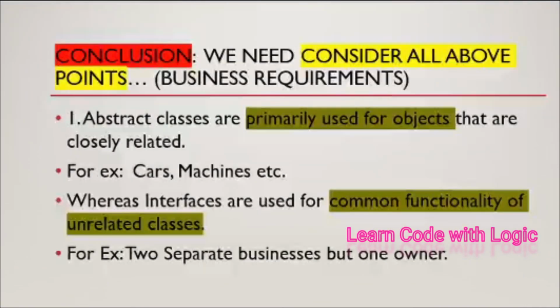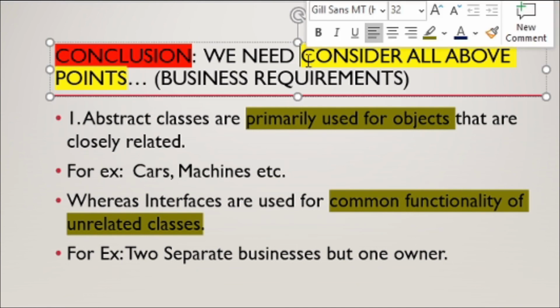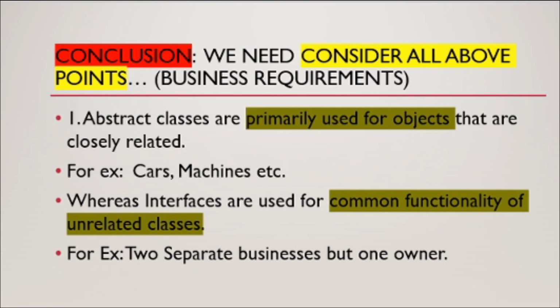So our next question is when to use abstract classes or when to use interfaces. This absolutely depends on the requirement, and you need to consider all the other points we discussed so far, differences, similarities, and whether our business requirement matches that or not. But in addition to that, abstract classes are primarily used for objects that are closely related, suppose cars or machines having the same functionality, right? Whereas interfaces are used for common functionality but for unrelated classes.